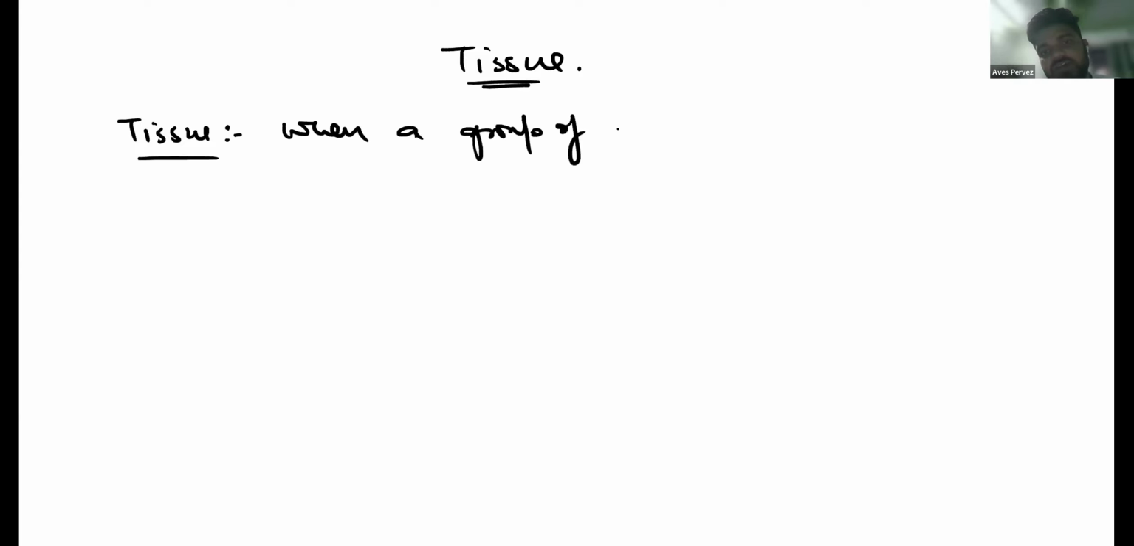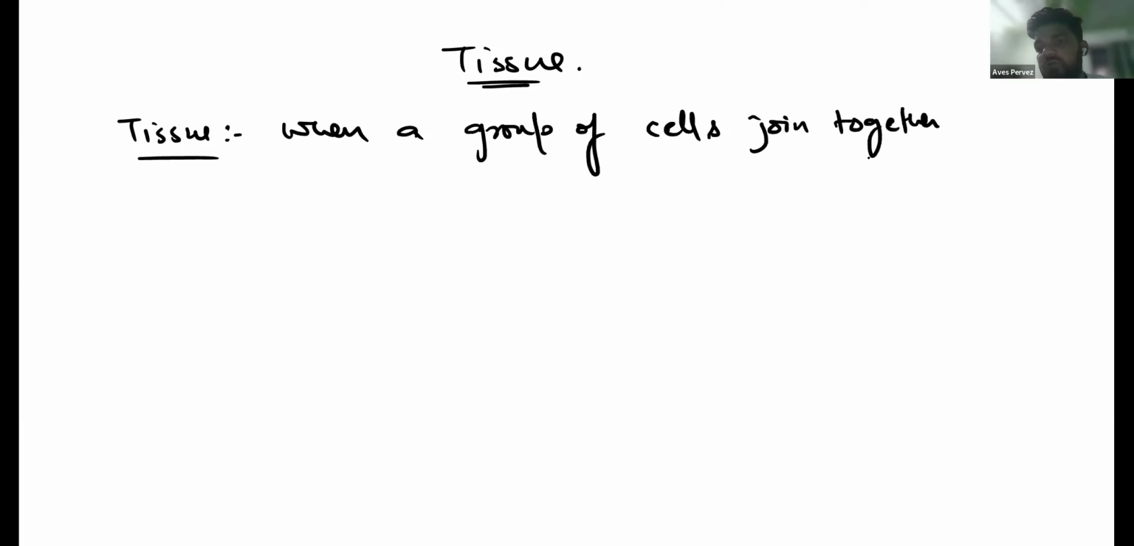Okay. So today we're going to discuss the new chapter, that is tissue. What we're going to discuss in this chapter is that we have divided the plant tissue into two parts. And what actually is tissue? When a group of cells join together to perform a specific function, that is the definition of tissue.